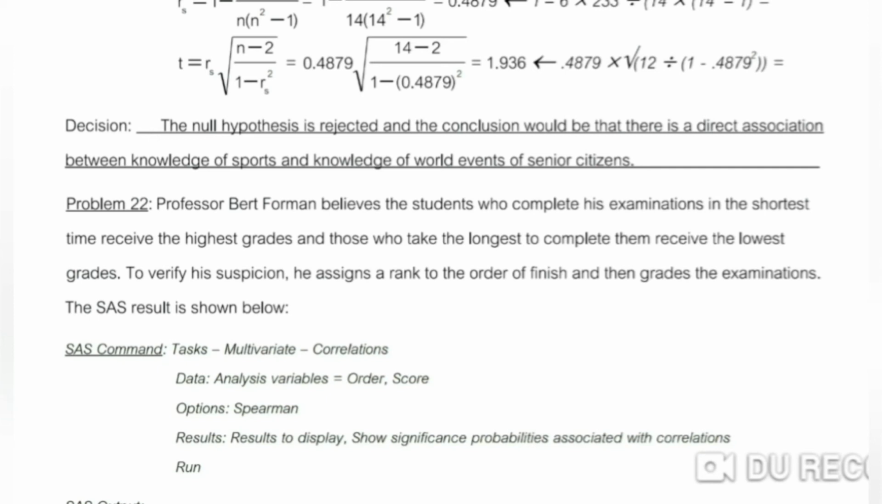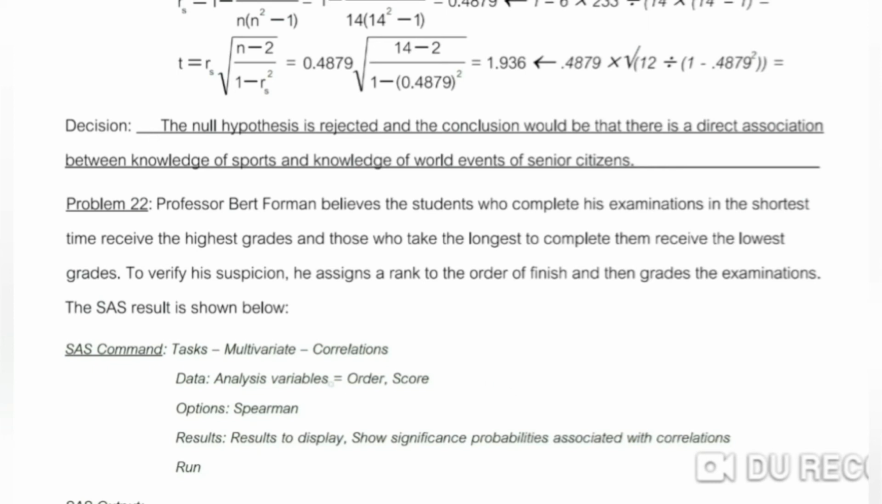So there are two variables: order of finish, rank, ordinal measurement; grade, interval measurement. One variable is ordinal, another is interval. Therefore, you cannot use a parametric test, because one variable is a lower level of measurement.